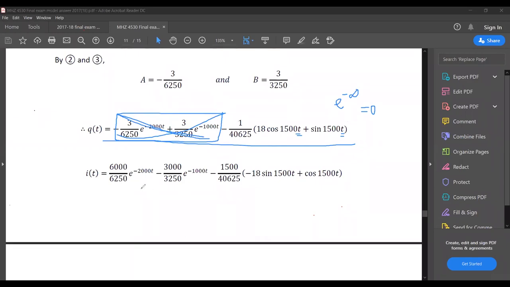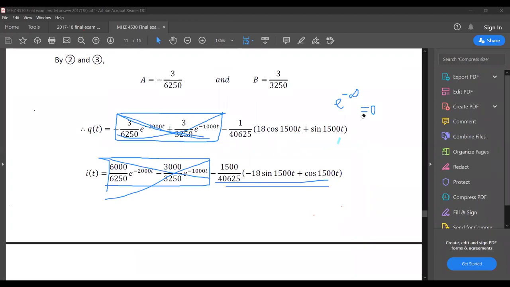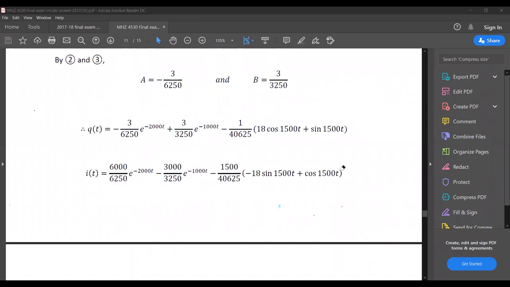You can find the steady state current also. In the steady state current, this one is entirely zero, and the remaining is your steady state current. So you can find both the steady state charge and the steady state current. I didn't explain the solving, because the solving is from level 3, right?